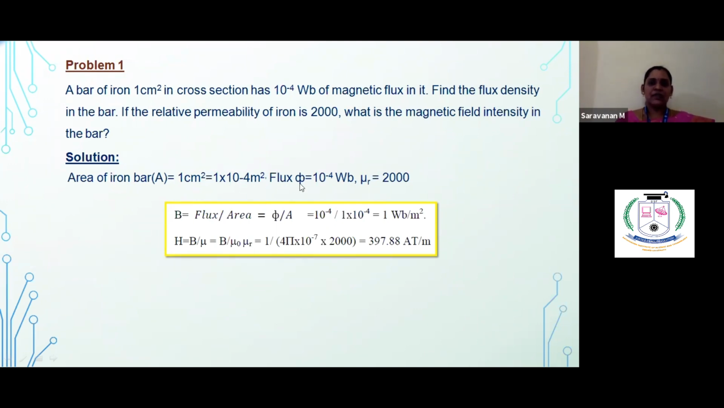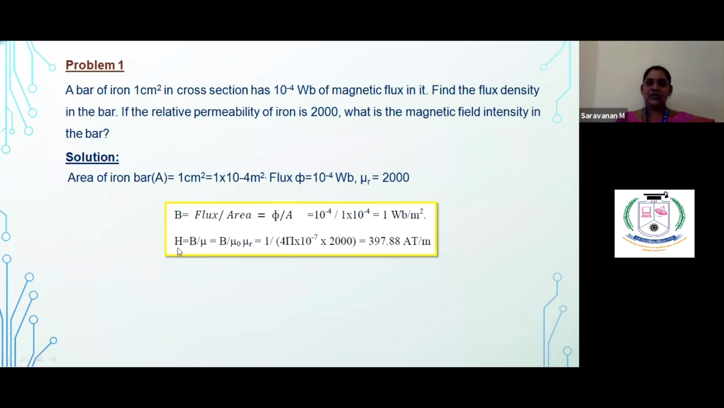Hence, the flux phi is given as 10 to the power of minus 4 Weber, and the relative permeability is 2000. Now let us find the magnetic flux density, which is given by flux by area. Flux is given in the problem as 10 to the power of minus 4, divided by the area of cross section, centimeter square converted into meter square, which is 1 into 10 to the power of minus 4. Hence the magnetic flux density B is 1 Weber per meter square.